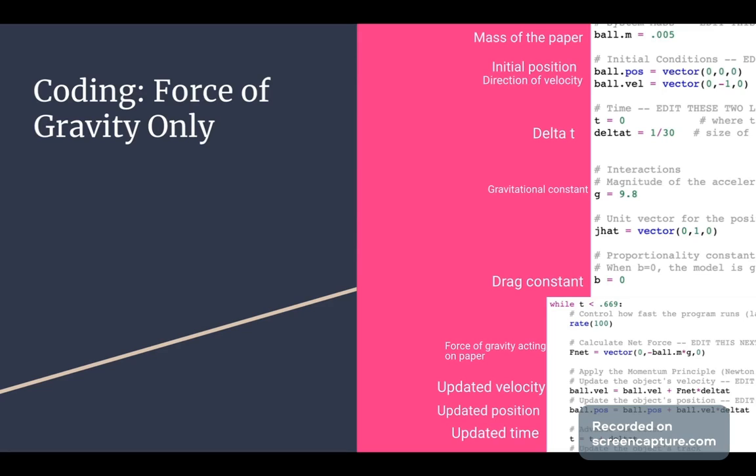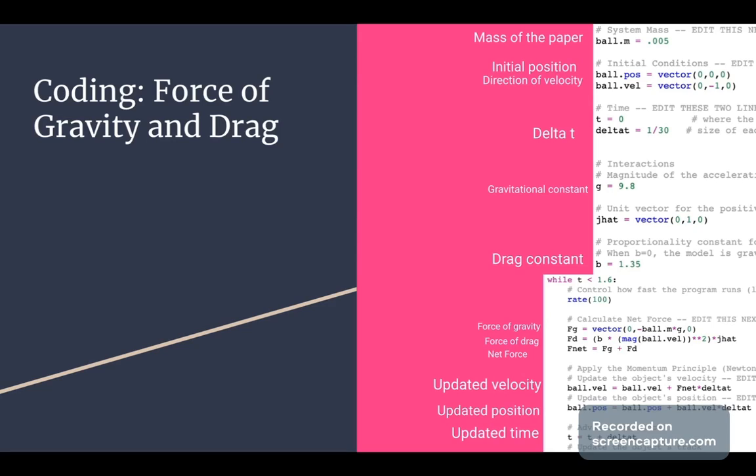In this code, the drag constant is 0 because we are only looking at the effects of gravity. The force of gravity acting on the paper is the mass of the paper times the gravitational constant. The updated velocity of the paper is equal to the original velocity plus the force of gravity times delta t. The position is updated using the position update formula by adding the velocity times delta t to the original position. Then the time increases by delta t.